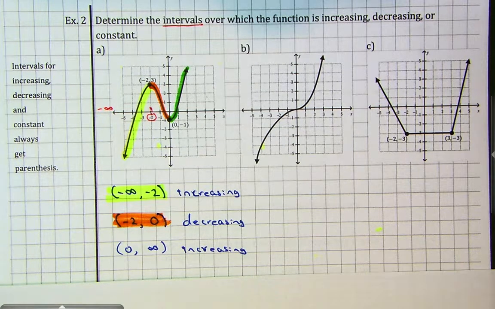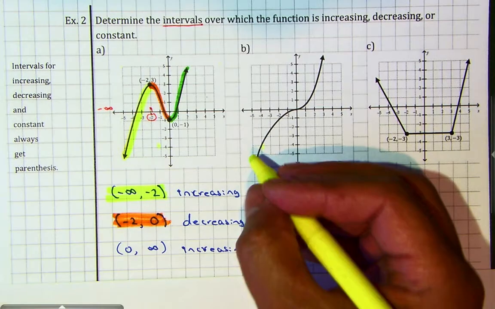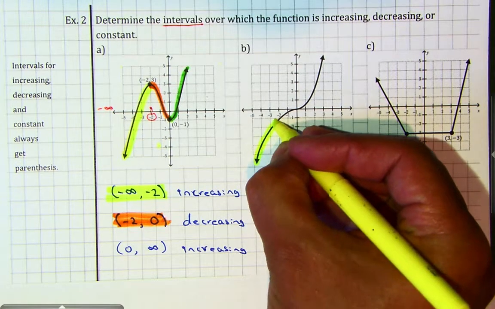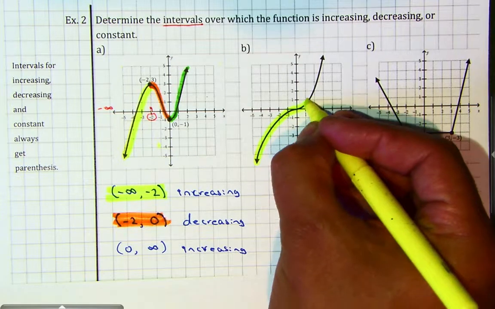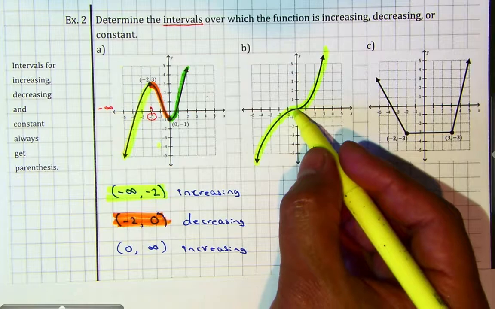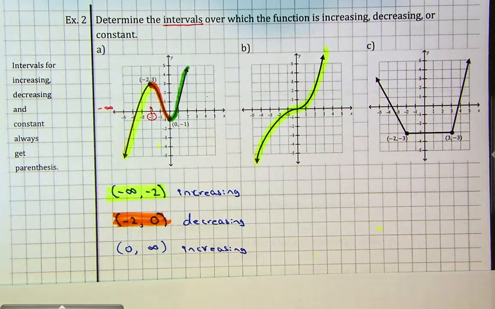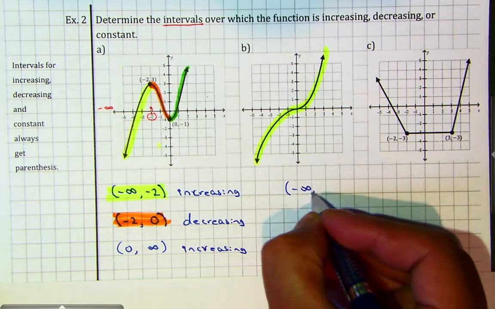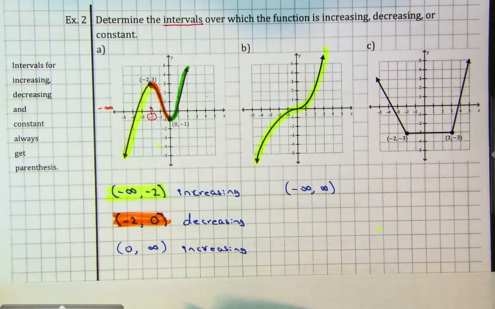So on letter B, we start here and it continues to increase throughout. So even here, it continues to increase, even at 0, 0. So therefore, we only have one interval. Your interval is from negative infinity all the way to positive infinity, and that is increasing.